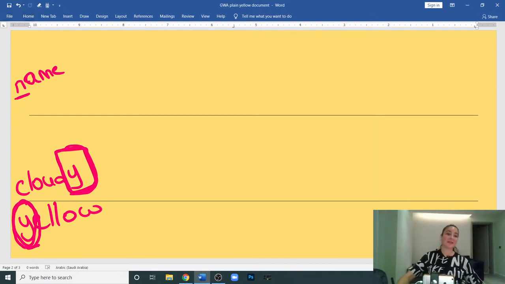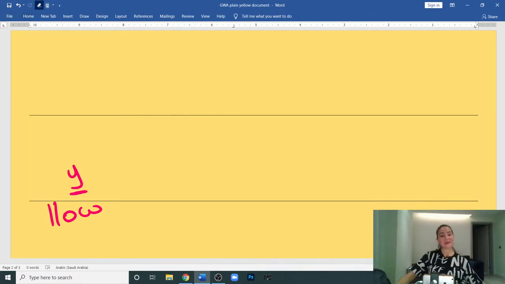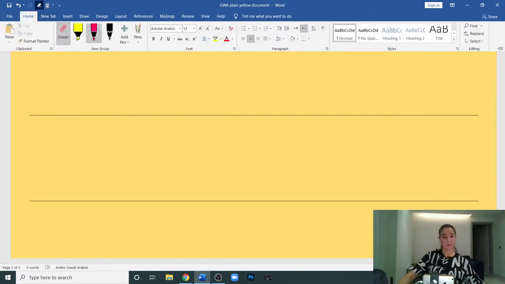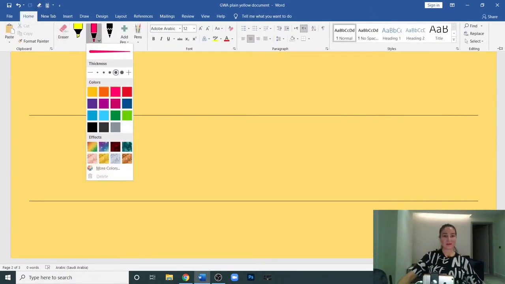So these are the sounds. Cloudy yellow for the letter ya, and name or number for the letter nun. Now, how are we gonna write them? As I told you before, in Arabic, we have 4 forms of the same letter. We have the letter when it's alone. We have the letter when it's at the beginning of the word. We have the letter when it's in the middle of the word. And we have the letter when it's at the end of the word.